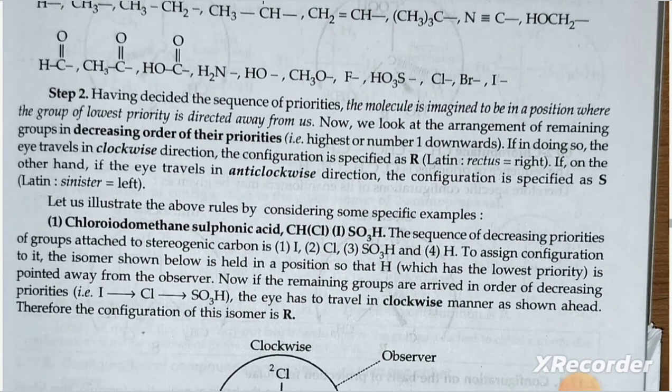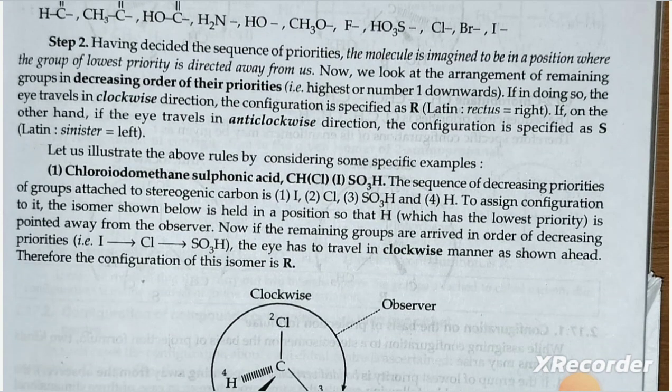Step 2. Having decided the sequence of priority, the molecule is imagined to be positioned so that the group of lowest priority is directed away from us. Now we look at the arrangement of the remaining groups in descending order of their priorities, from higher or number 1 downward. If in doing so the eye travels in a clockwise direction, the configuration is specified as R, Latin rectus, equals right. If the eye travels in an anti-clockwise direction, the configuration is specified as S, Latin sinister, equals left.